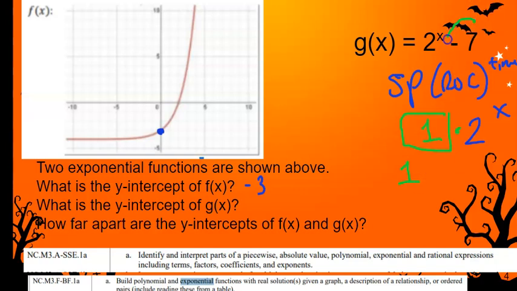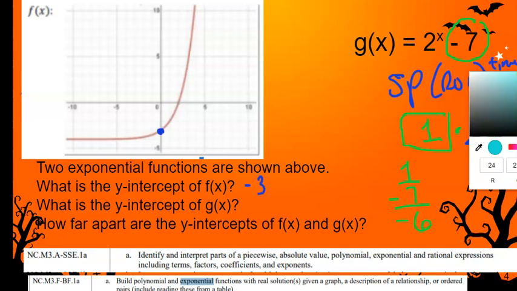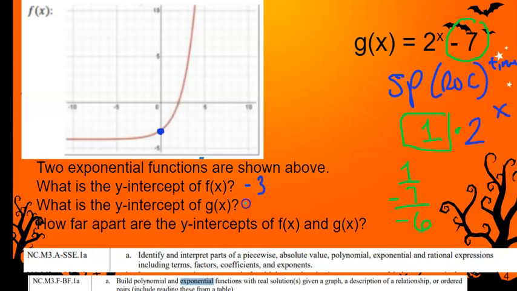But focus on this -7. Remember, this -7 by itself on graphing days, this -7 has always been a downshift of 7. So from 1, our y-intercept shifted down 7, and it's now at -6. So again, a little advanced there. Best question of the day, how that y-intercept is -6.